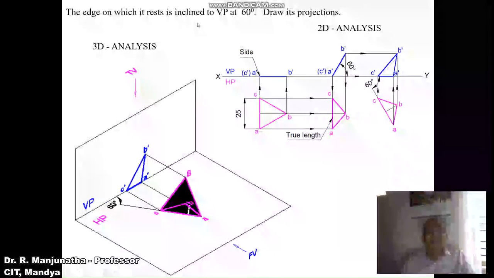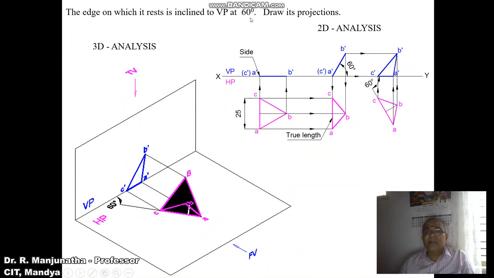But the inclination given is also a true inclination. If it were apparent, then only you would get the apparent inclination. But here, the edge on which it rests is inclined to VP at 60 degrees. So the edge is the true length here, and the inclination is also the true inclination. According to the projections of straight lines, on the true inclination line we are going to get the true length.